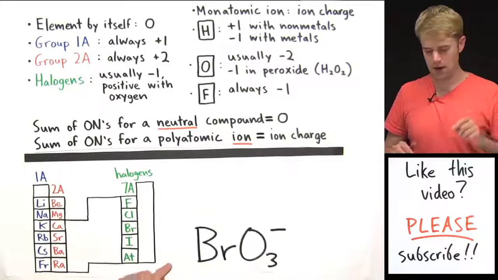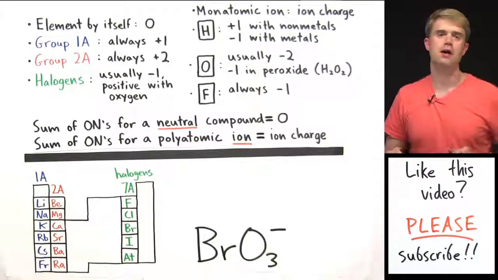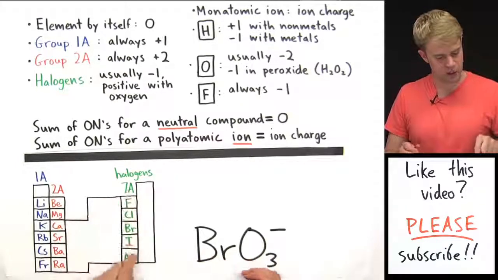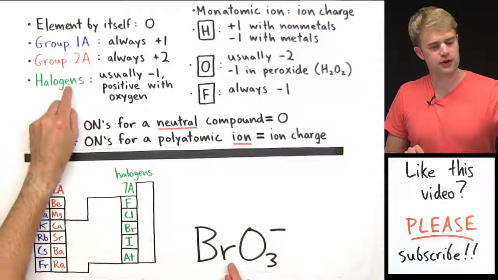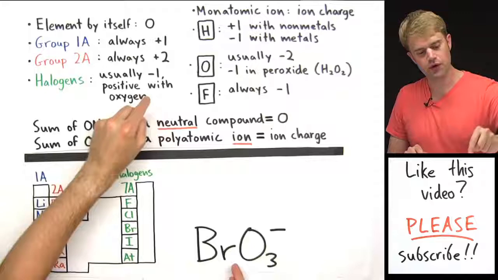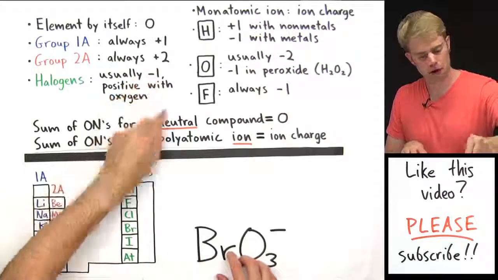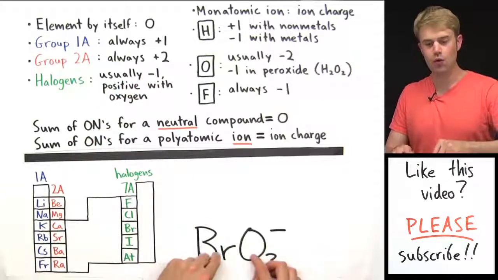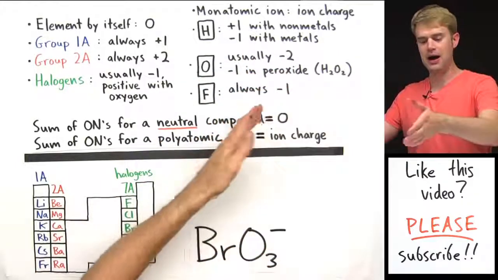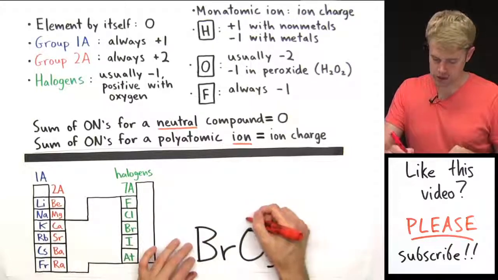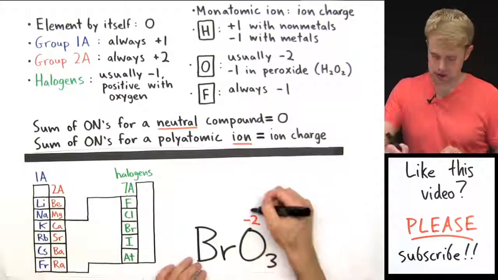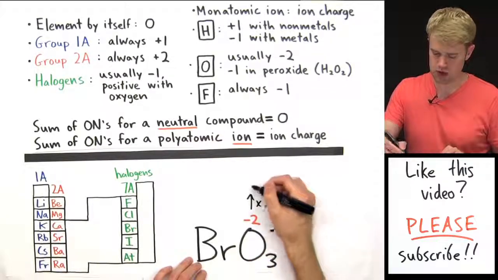BrO3 1-. This is a tricky one, but it's pretty common. So Br, bromine, is one of the halogens. The rule for the halogens is they are usually -1, but they are positive with oxygen. So I'm not going to put -1 in here because it's with oxygen. So let's go to oxygen instead. Oxygen is usually -2 since it's not in a peroxide. So let me put that here, -2. Now we have 3 oxygens, so that's going to be times 3 to give us -6.